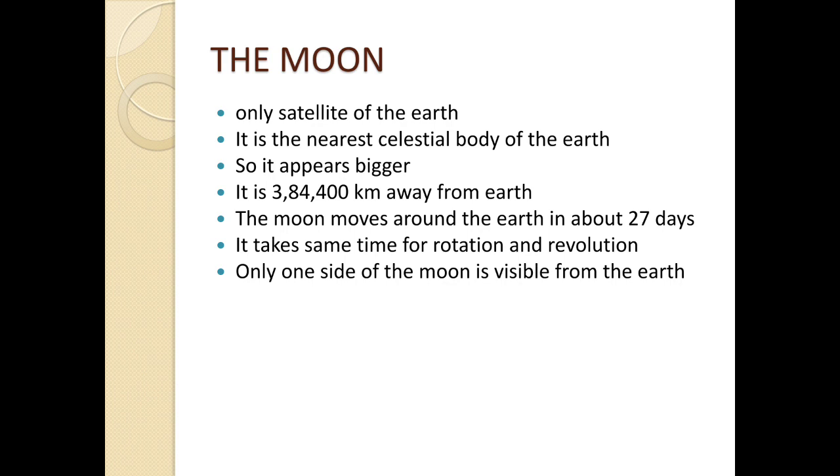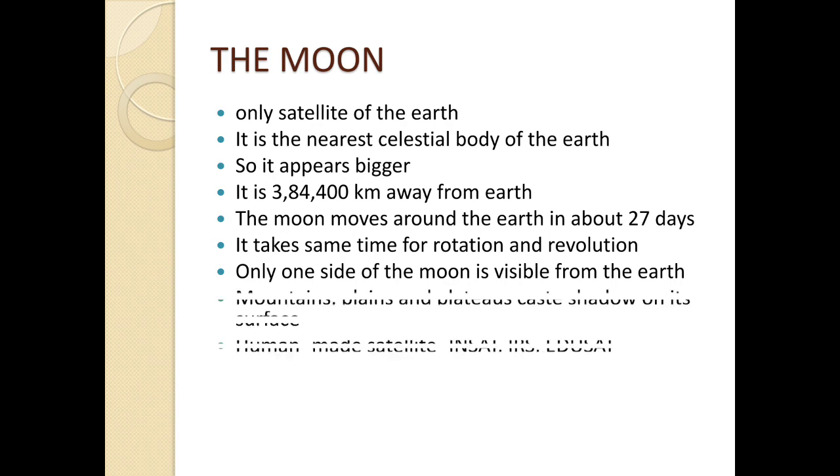Only one side of the moon is visible from the earth, because the moon takes the same time for rotation and revolution. That is, it takes the same time for rotating on its own spin, and also for moving around the earth. Both take the same time, that is 27 days. So only one side of the moon is visible from the earth.